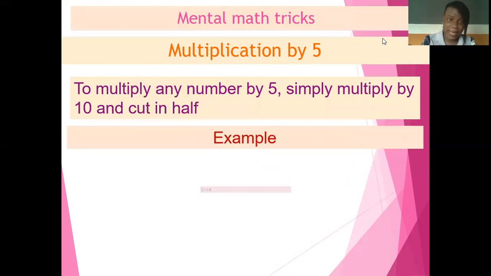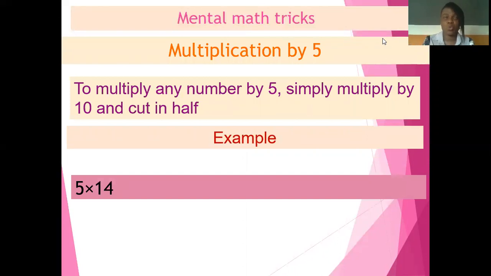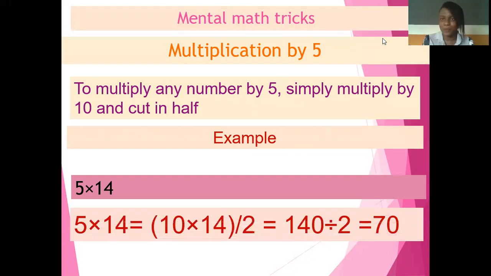Okay, so look at this example now. 5 times 14, we want to multiply 5 by 14. So instead of going through the usual routes and doing 5 times 4, 5 times 1, and like that, we can do 10 first and then divide by 2. So let me show you. You can do 10 times 14 instead, which is easier because we all know that when we multiply by 10, all we need to do is add a 0 behind the number in question. Then we have 140 in this case.